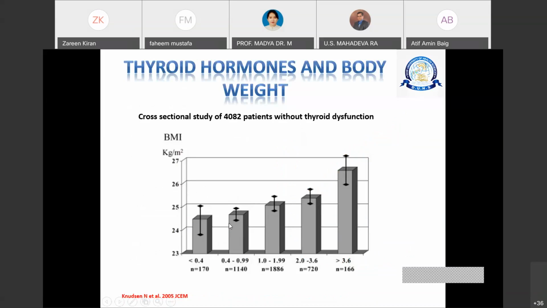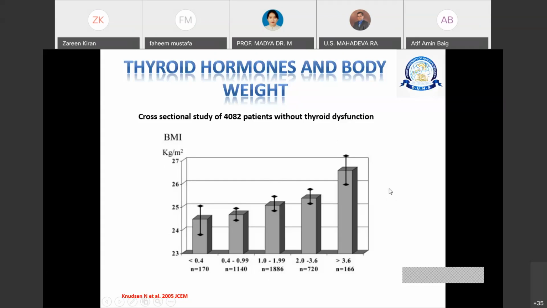Being an endocrinologist, you are always running after hormonal profiles and metabolic parameters, and especially the anthropometric parameters related to obesity. You want to know the BMI. A Danish study of 4,082 patients was reported in 2005, where they found that as there was a slight increase in the TSH level, there was a concomitant increase in the BMI, even though they did not have any thyroid dysfunction. So this is an observation.